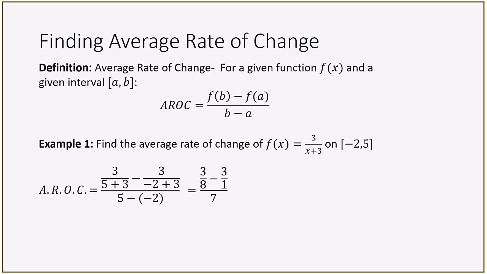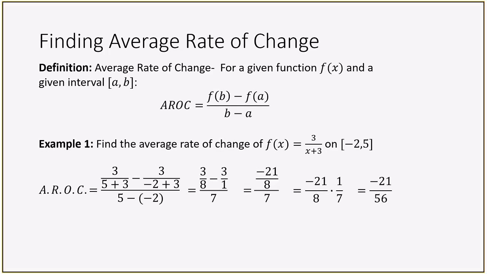Then you just have to simplify all the way through. Ideally, you're going to be left with just a single fraction or maybe even a whole number. So 5 plus 3 gets me 8, -2 plus 3 gets me 3, and so the top becomes 3/8 minus 3 over 1, all over 7, 5 minus -2. If I subtract the fractions on top after getting a common denominator, I get -21 over 8. And then if I'm dividing my fractions, that 7 becomes 1 over 7, multiply straight across. That's equal to -21 over 56.